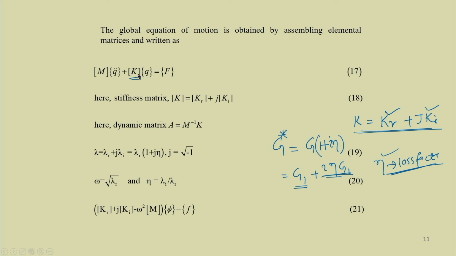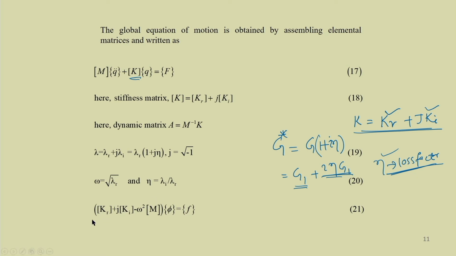Now the dynamic matrix can be found by finding A equal to M inverse K. The eigenvalue of A will contain both a real part and an imaginary part. So, lambda equals lambda r plus j lambda i, or it can be written as lambda r into (1 plus j eta), where eta is known as the loss factor and j equals root over minus 1. Here omega, the natural frequency of the system, can be obtained as the square root of lambda r, and eta equals lambda imaginary by lambda real part.